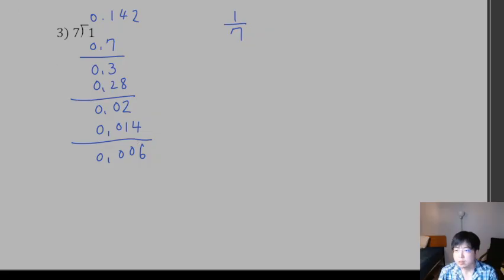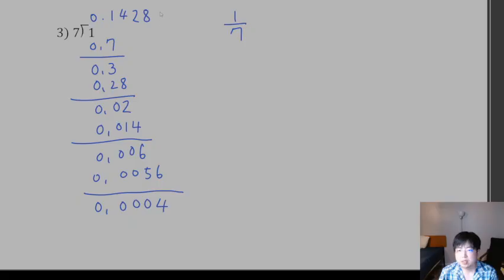Okay. So now our next digit goes to here. And which number should we multiply to 7 this time? It's going to be 8. So if we put 8 here, it's going to be 0.0056, because 7 times 8 is 56. Then once again we subtract, it's going to be 0.0004.